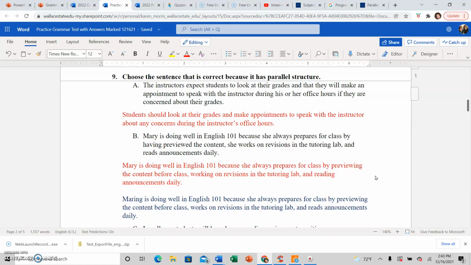So the first sentence says the instructors expect students to look at their grades and that they will make an appointment to speak with the instructor during his or her office hours if they are concerned about their grades. Oh, we have a lot of pronoun ambiguity here as well as problems with parallel structure. So there are a lot of things to fix in this sentence, like are the instructors or the students concerned about the instructor's grades or their own grades? So lots of issues in addition to problems with parallel structure. So let's look at how I would revise this sentence.